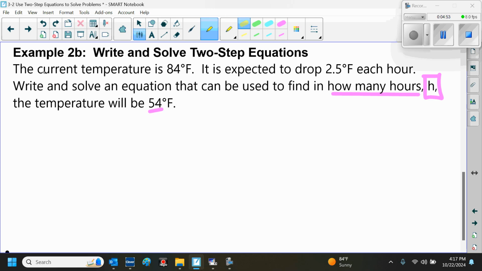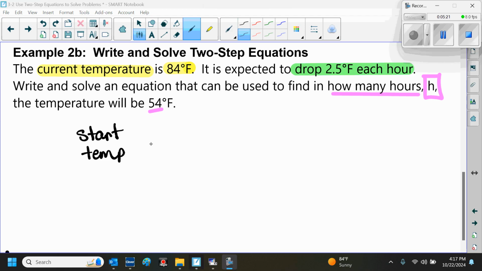We know that the current temperature is 84 degrees Fahrenheit, and it is expected to drop 2.5 degrees Fahrenheit each hour. Okay, so we know what we're starting with. So let's do starting temp, okay, minus, so we're subtracting, and the reason we're subtracting is because it says it's going to drop, right? So we're going to subtract the total drop in temperature, okay?